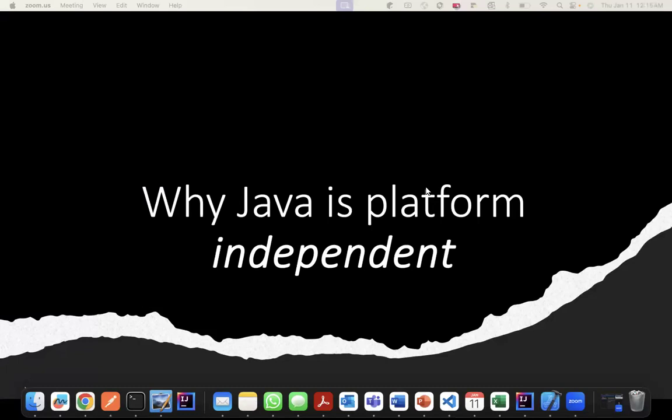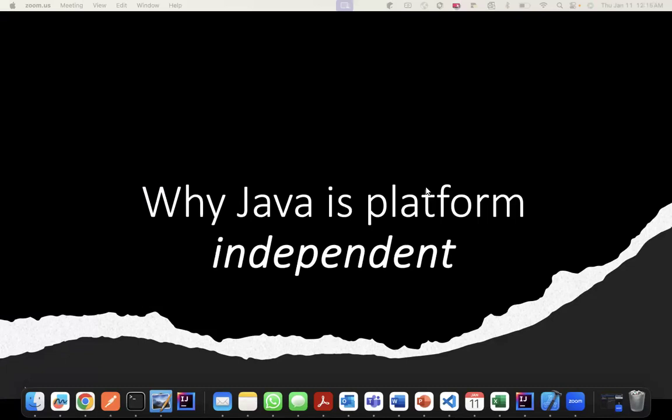Today, let's talk about one of the important interview questions. So, what is platform independent in Java, and why is Java platform independent? This is one of the major interview questions asked for either junior level or even senior level interviews.